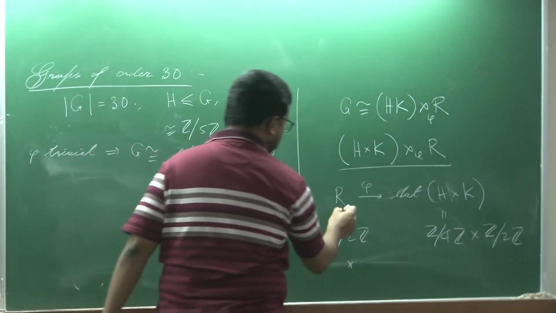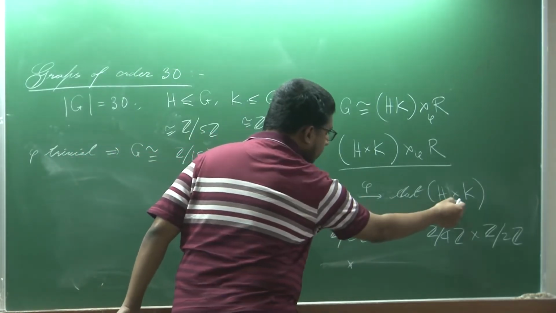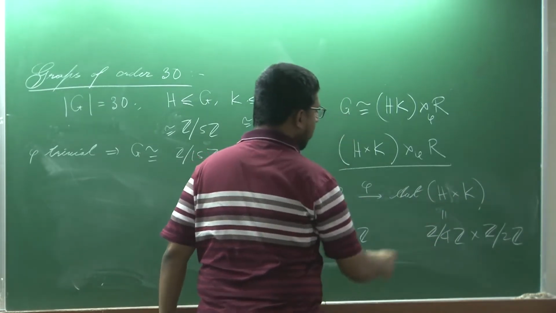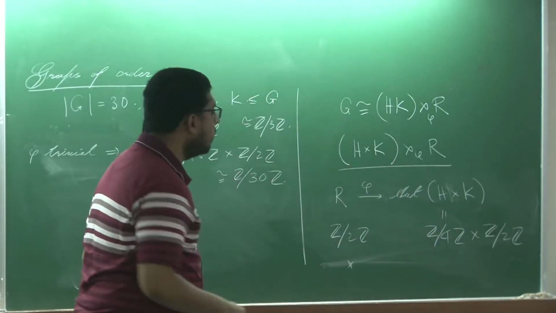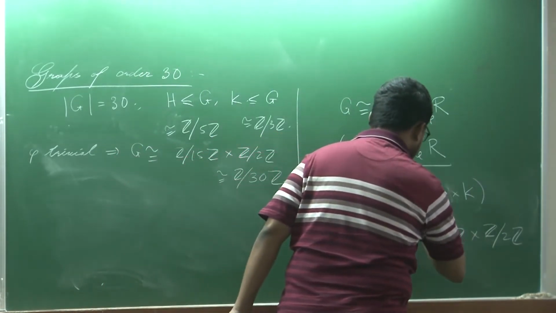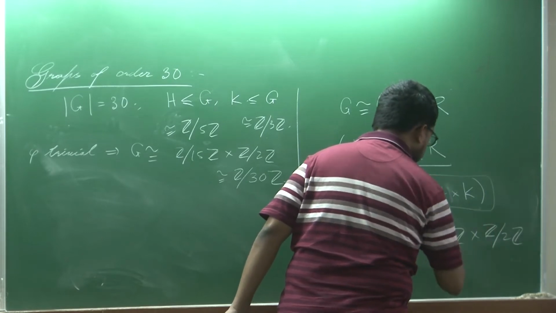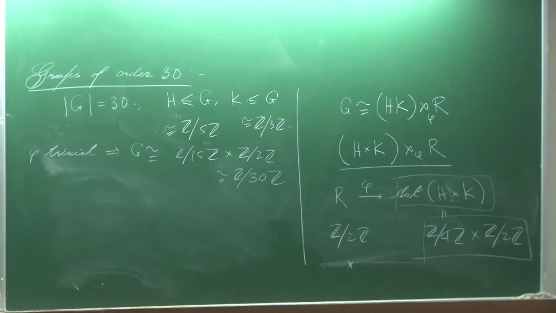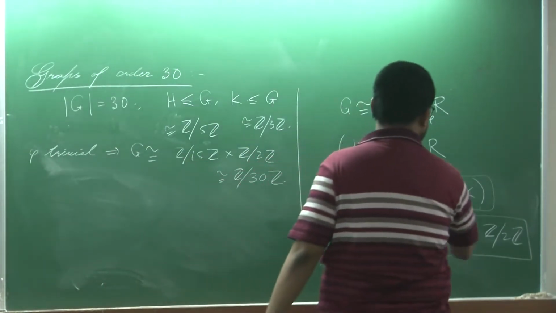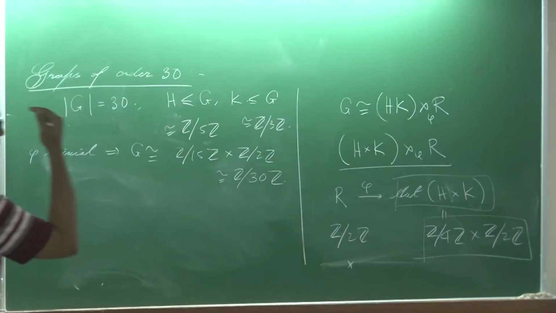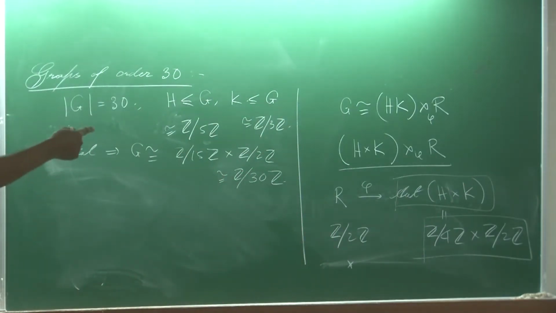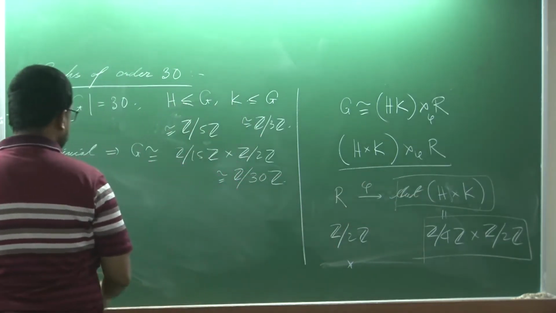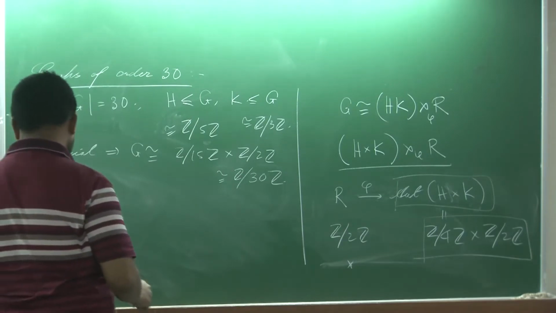So if phi is non-trivial, it will send R to an element of order 2 here. Since we know the isomorphism type of this automorphism group, we see that we can have only 3 elements of order 2. That is, there are only 3 automorphisms of order 2 of the group H direct product K. So in fact we can see this group very concretely.